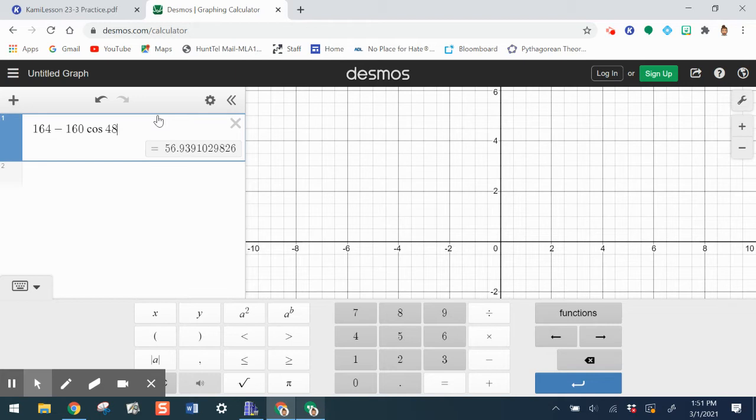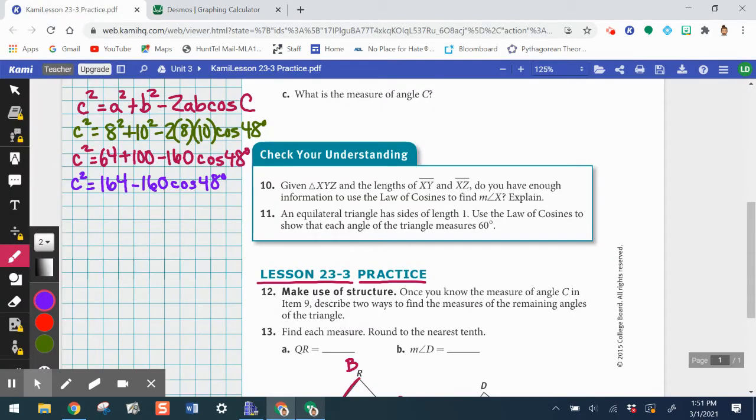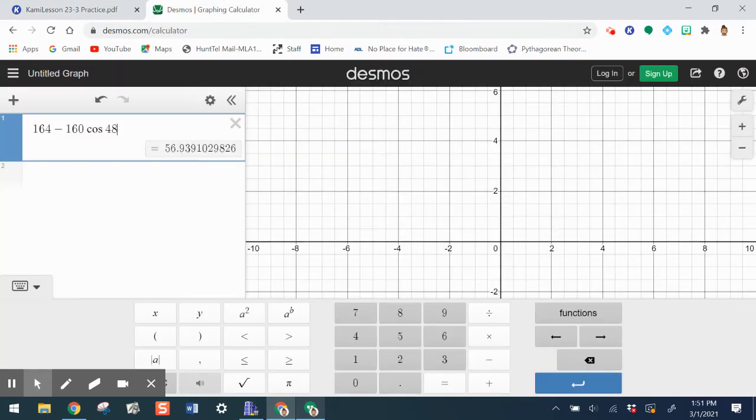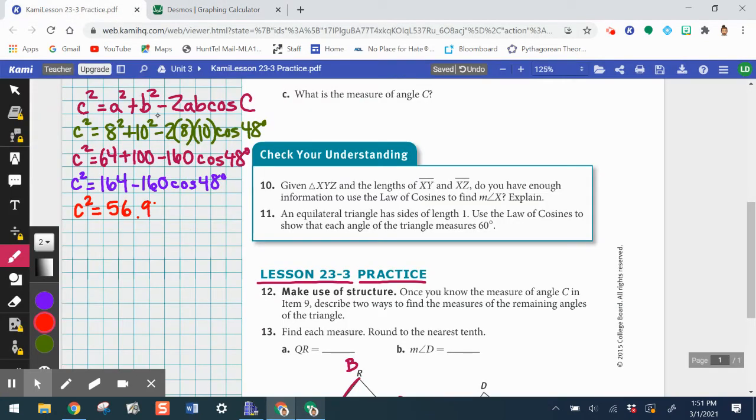In fact, I'm going to keep a couple of these other decimals. It's always dangerous to round too much within the problem, so I'm going to keep a couple of these decimals. So 56.9391, that looks good. So c squared is equal to 56.9391, which is obviously not the length of that third side, because the lengths of these other two sides are 8 and 10. So it seems a little too large for this triangle. Not that it couldn't be.